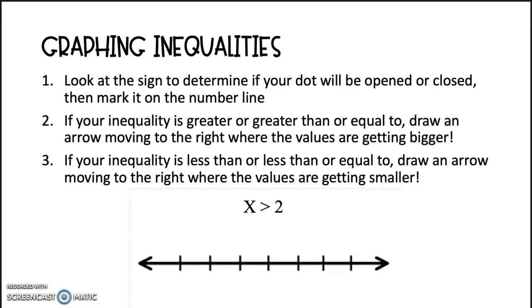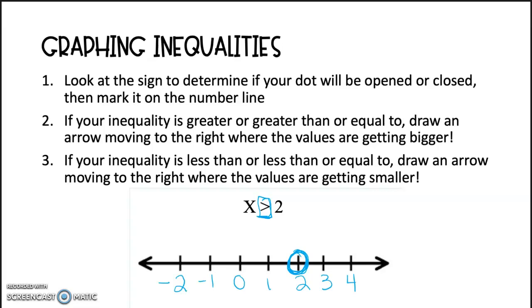So some number lines might have numbers for you already. This one's blank, so I'm going to fill it in. I know our solution's 2, so this is going to be -2, -1, 0, 1, 2, 3, 4. Most number lines will come numbered for you, but some won't, or if you have to make it yourself. So let's look at the sign. The sign we're working with is right here. We've got x is greater than. So we know that because it's greater than, it's going to be an open circle, not a closed circle. So we're going to go ahead and put that open circle on 2 right there.